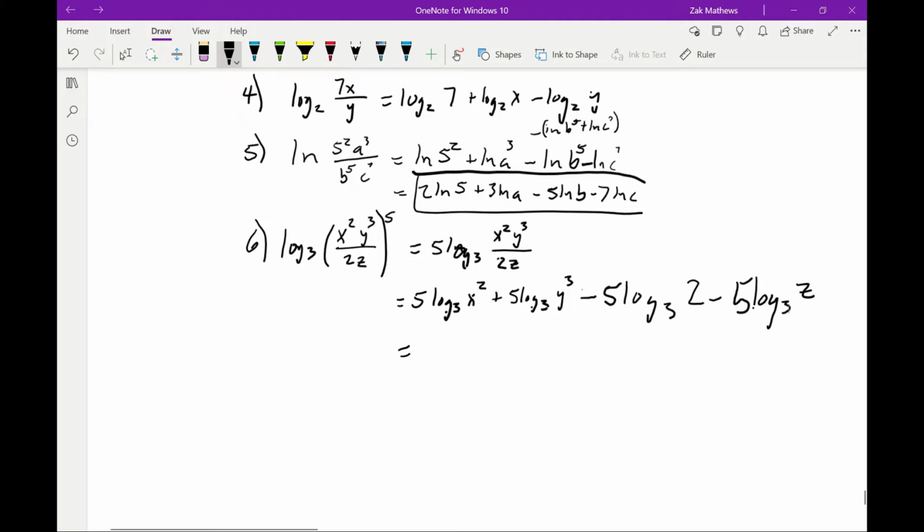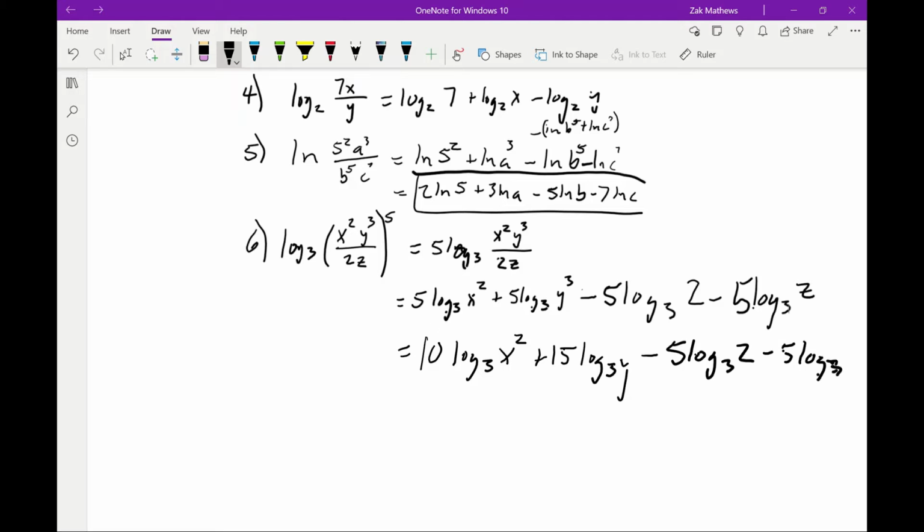At this point, I'm going to pull the other exponents to the front. So the 2 comes to the front, and it does multiply. We are multiplying all these expressions together. So 2 times 5 gives me a 10. 10 log base 3 of x squared plus 15 log base 3 of y minus, the next two expressions did not have any exponent, so they're just going to stay as 5s. And so there we have it, just to clean that y up a little bit. There we go, y. There's our final answer.